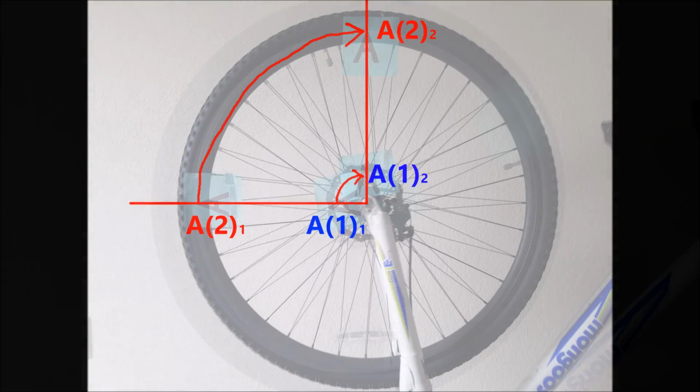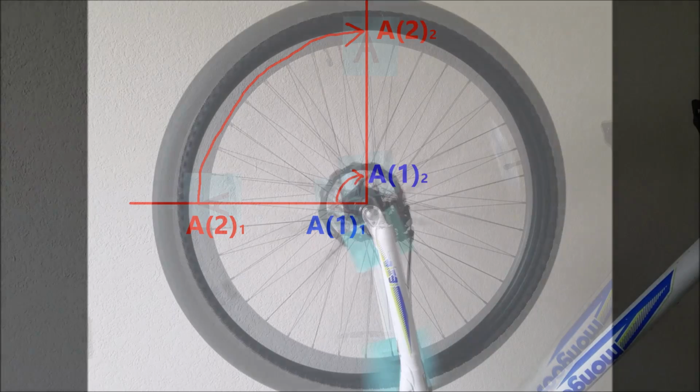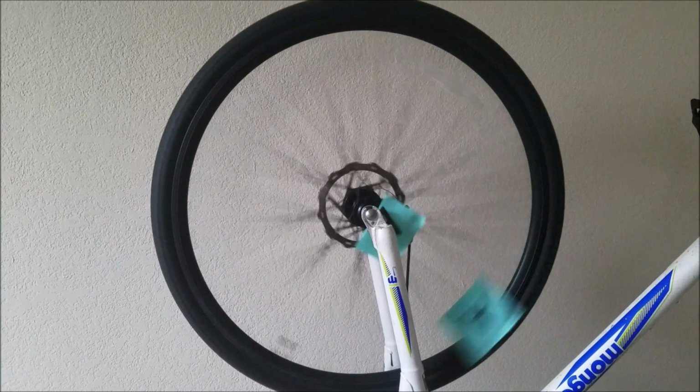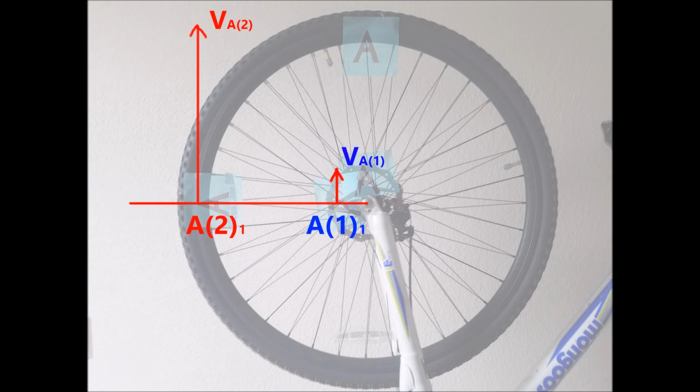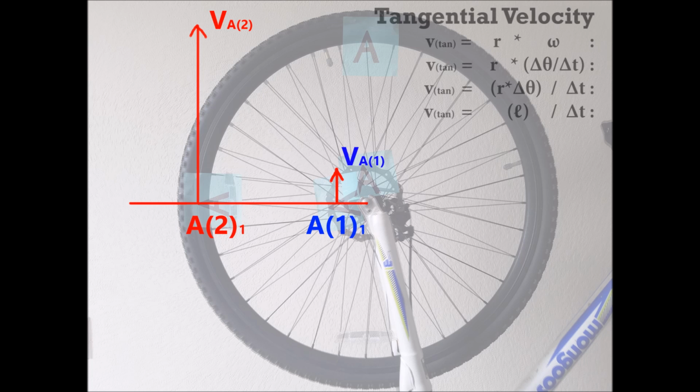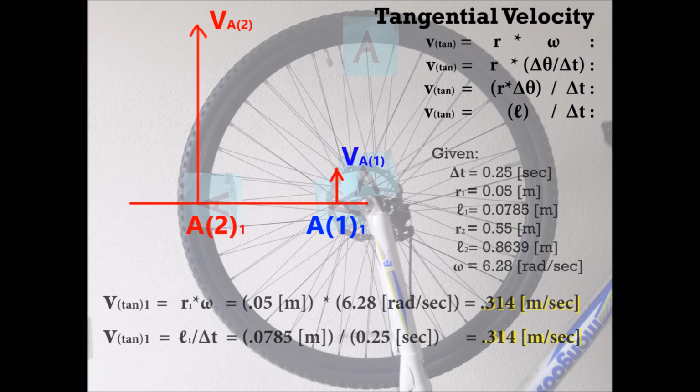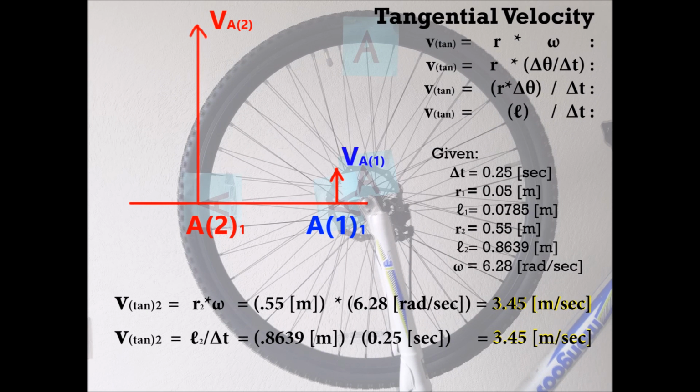Remember, a point that is farther away from the center has to travel a greater arc length to keep up with the object closer to the center, and because they're rigidly attached, it has to do so in the same amount of time. This means that objects further from the center will always travel faster than those in the middle. To find out how much faster, we use the equation v tan equals radius times omega. And since we know omega can be rewritten as delta theta over delta t, we can rearrange the terms of the equation to solve either in terms of arc length or in terms of angular velocity. In our case, it looks like A1 is traveling at a speed of about 0.3 meters per second. And it looks like A2 is traveling much faster at a speed of almost 3.5 meters per second.